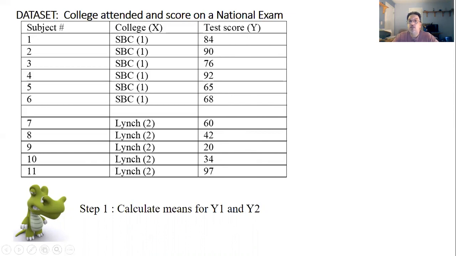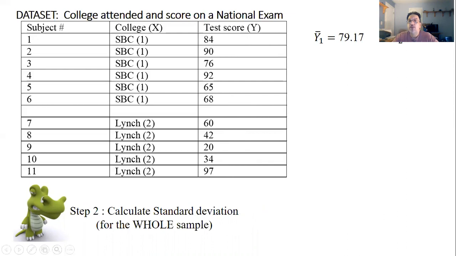And I know on the next slide, my face is going to be covering it. So let's move this over here. Okay, so we now know the mean for y1, the average score on this test of Sweetbriar students. Mean score is 79.17. The mean for the second group, which is the Lynchburg College students, is 50.60.